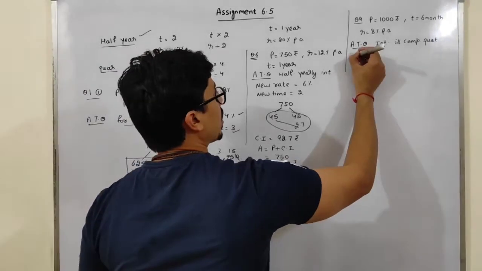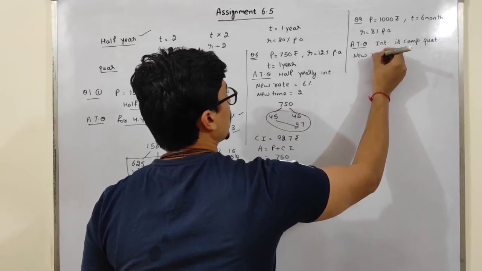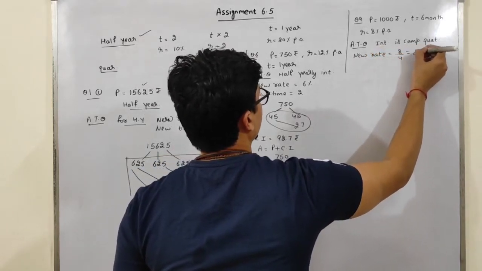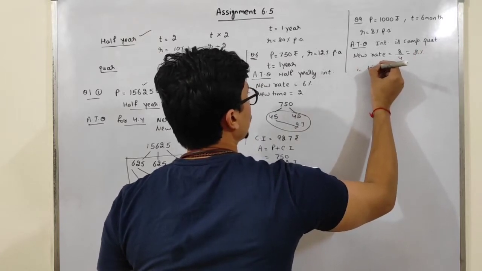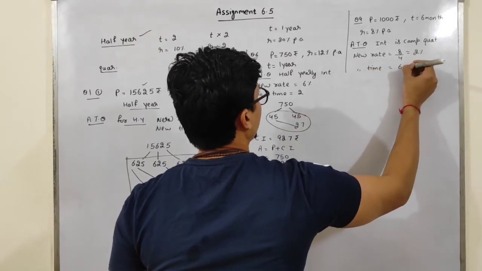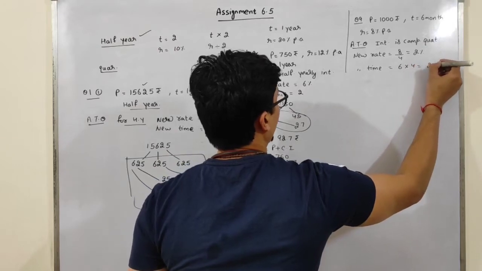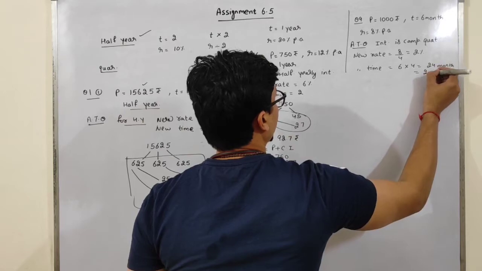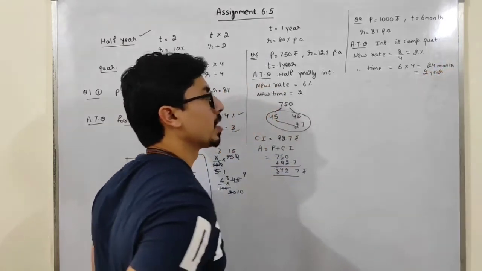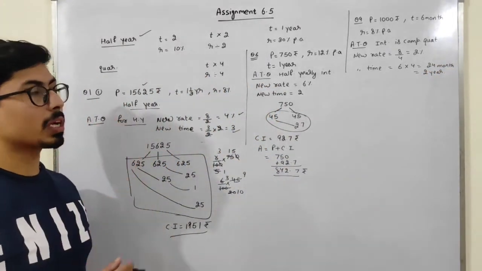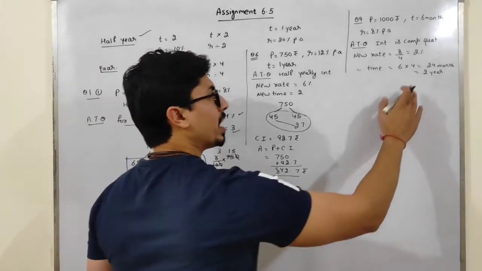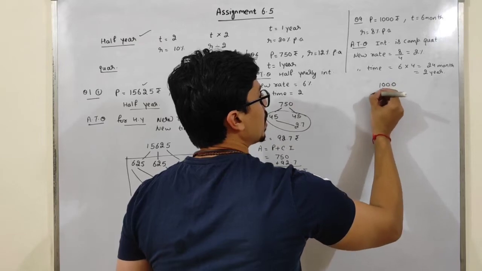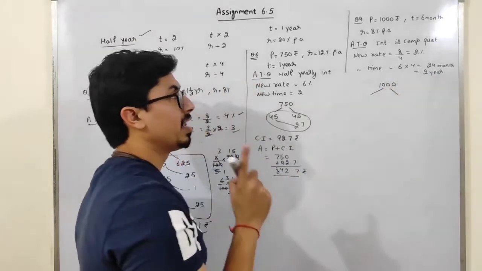So new rate is equals to 8 upon 4, that is 2%. New time is equals to given time multiplied by 4, that means 24 months. And 24 months mean 2 year complete. So that means for 2 year I will solve, and the principal is this. Take time 2 year, and the rate is 2%.